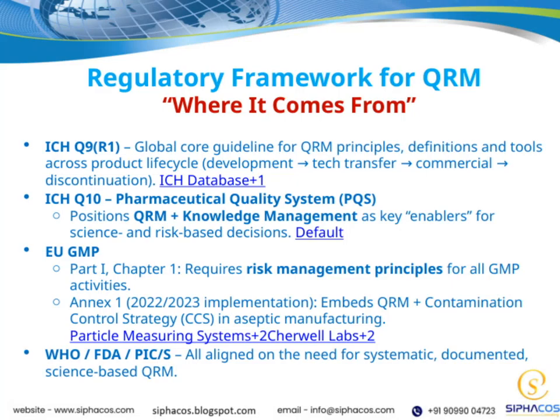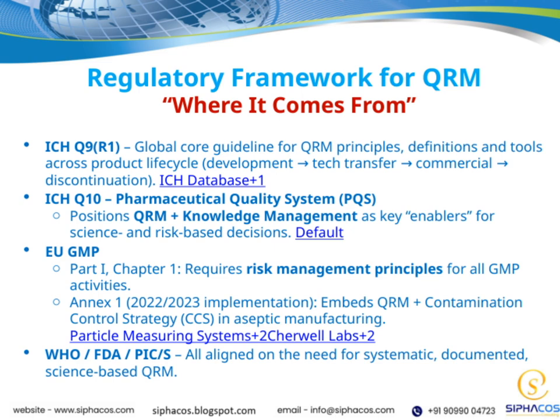Let's delve into the regulatory framework for QRM. First, we have ICH Q9 R1, which serves as a global core guideline outlining principles, definitions, and tools for quality risk management across the entire product lifecycle. This includes development, technology transfer, commercial production, and even discontinuation. Think of ICH Q9 as our foundational reference, and it's supported by the ICH Database +1, which provides extensive data to inform our decisions.